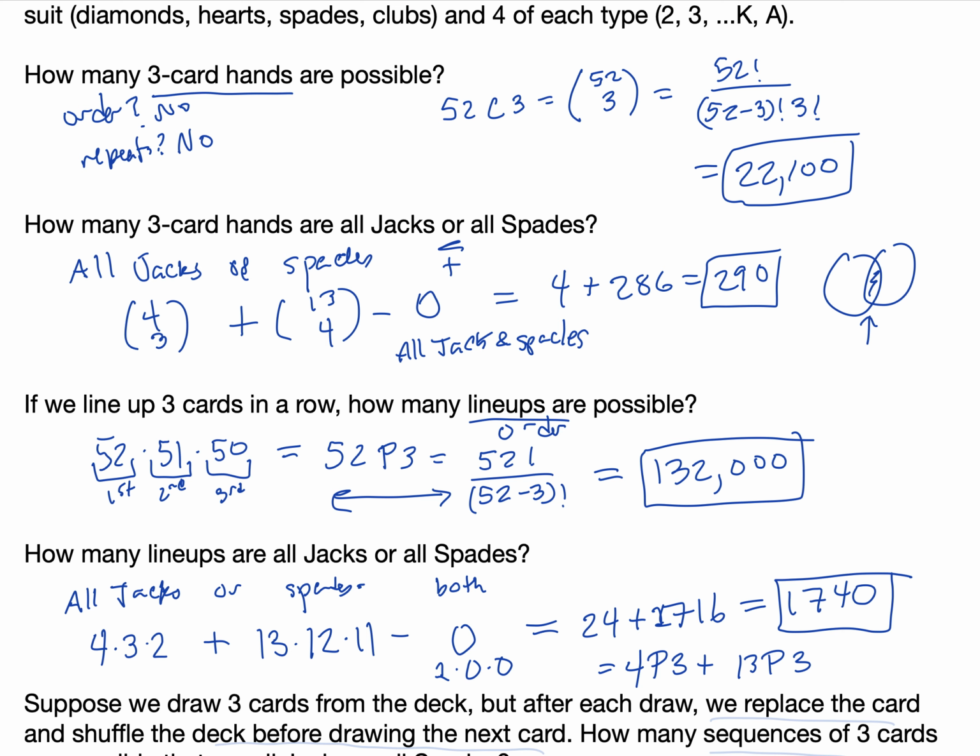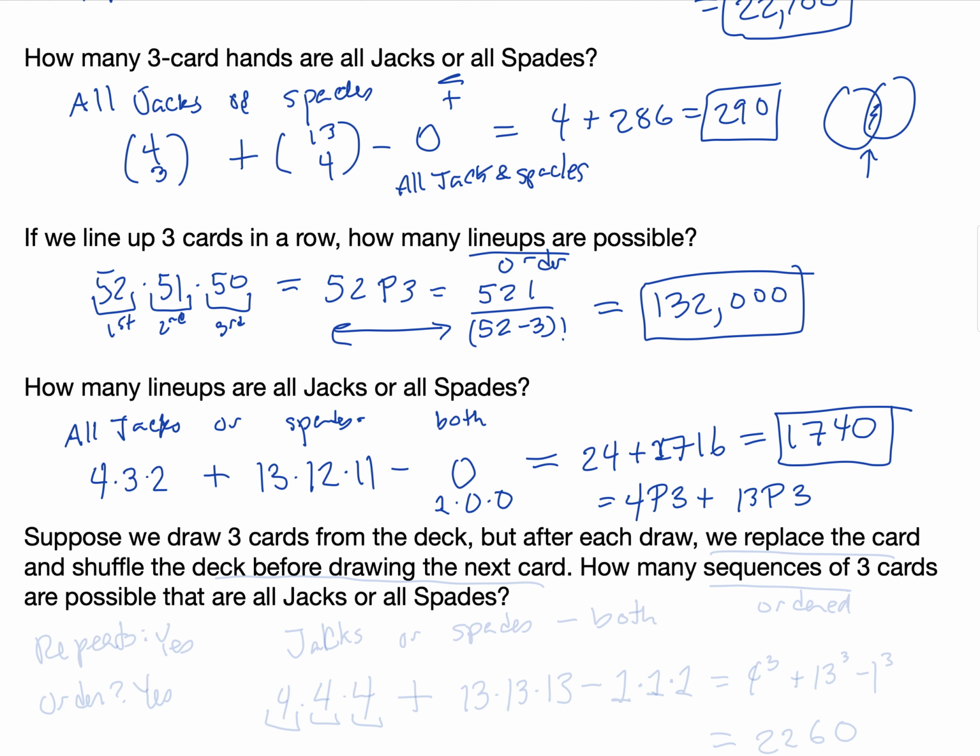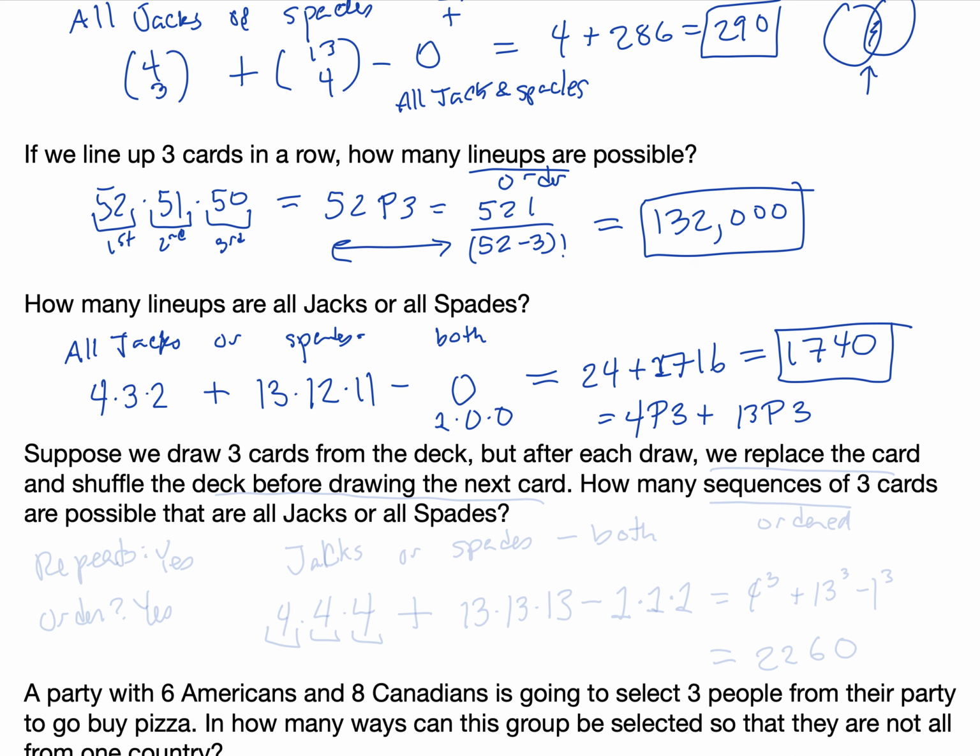Okay, so now we're changing this one more time. We're saying now we are going to shuffle. So each time we draw a card, we're going to replace the card in the deck and shuffle again before drawing the next card. So how does that change our situation? That means that repeats are now allowed. Yes, we could repeat the same card twice.